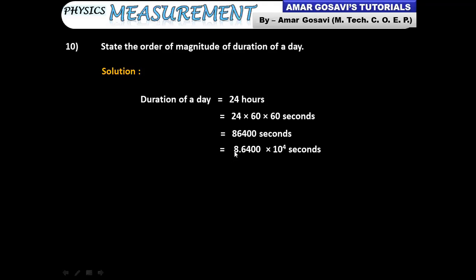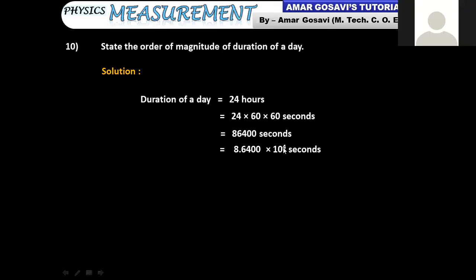Now if you observe this number prior to the decimal point, this is 8. Obviously, it is greater than 5. So what will be the order then? Whether it will be 10 raised to 4 or we have to add 1 over here? Any one of you can tell me whether we are supposed to add 1. We should add 1.